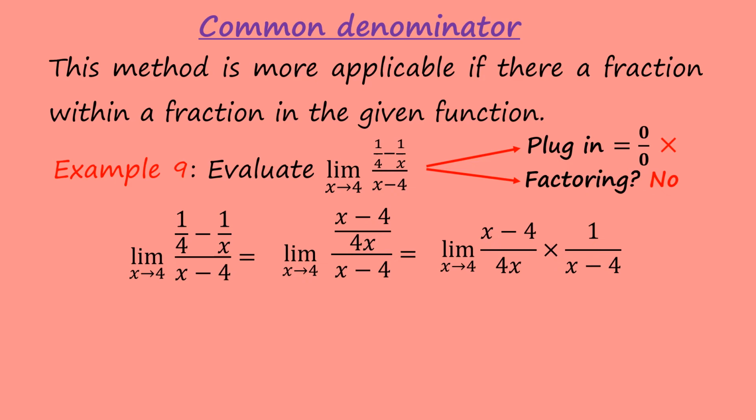Then the next is that we can rewrite this as x minus 4 over 4x multiplied by 1 over x minus 4 with the limit x tends to 4. Then we can cancel out the x minus 4 and the x minus 4, the second one. Now we'll be left with limit x tends to 4, 1 over 4x. Then we can plug in our 4. We are going to get 1 over 16.